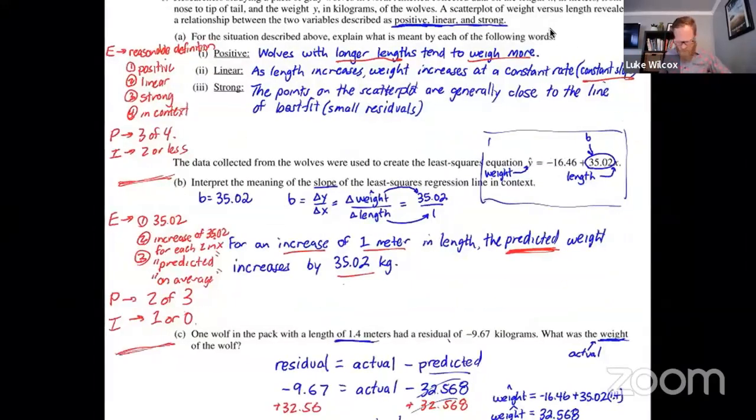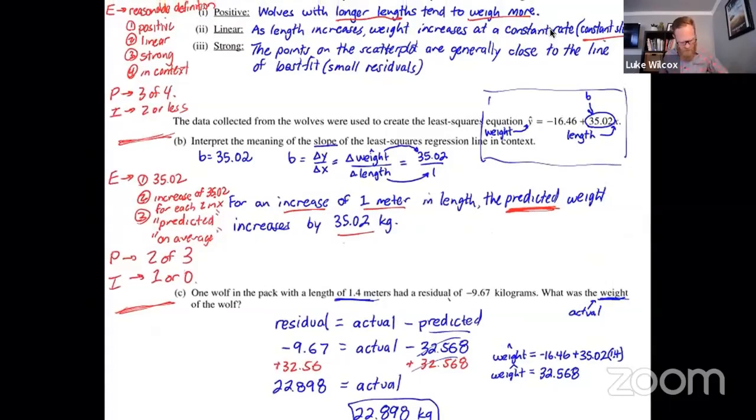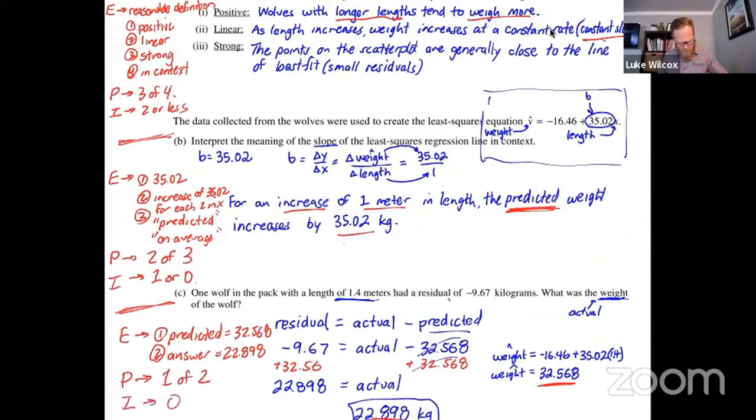And then we are ready for part C. In order to get full credit here, essentially correct, there are 2 components that you need. Number 1, the correct calculation for the predicted value of 32.568. And we had our work shown over here. And then the second component is to have the correct answer in the end of 22.898, which we have here. If you have both of those components, that would be an essentially correct. Partially correct, you'd have to have just one of those 2. And then incorrect would be 0.